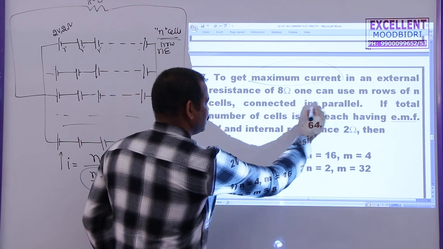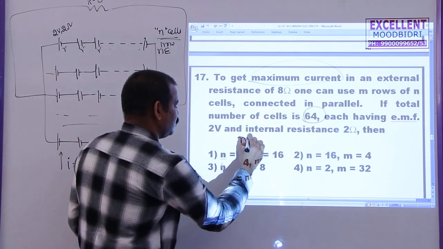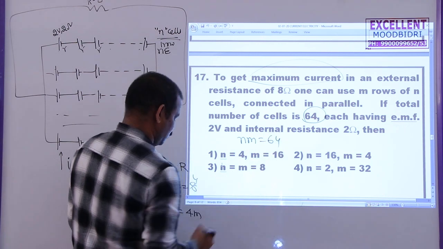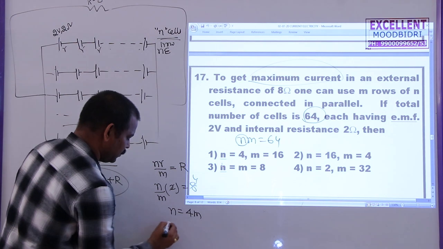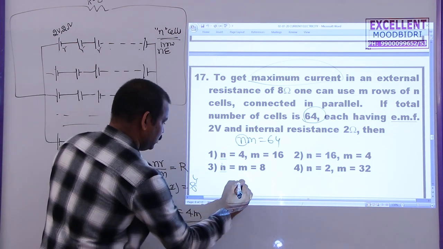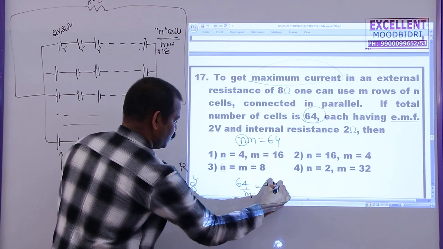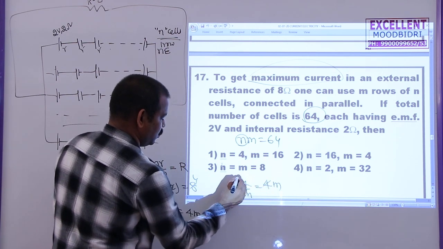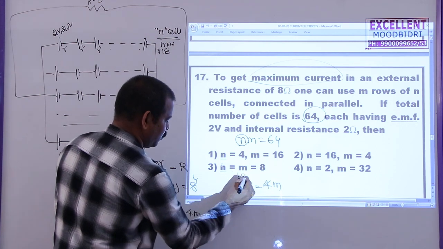But the total number of cells in this circuit is 64. That is N into M is equal to 64. So in place of N, you can write 64 by M. So you can write N is equal to 64 by M is equal to 4M. 4 ones are 4, 6, 24.